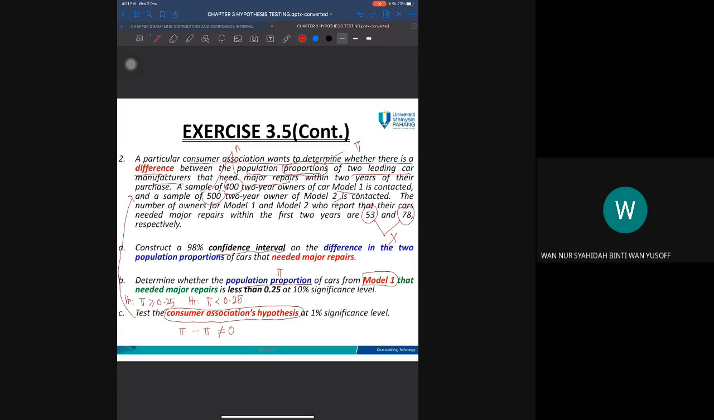And then we need to decide which one is the first population, model 1 or model 2. Is it mentioned here? No. So we have a general question, then you can decide on your own whether you want model 1 as the first population or model 2. It's up to you because it is general, two leading car manufacturers. So let's say that we use 1 and 2. H0 or H1? H1.